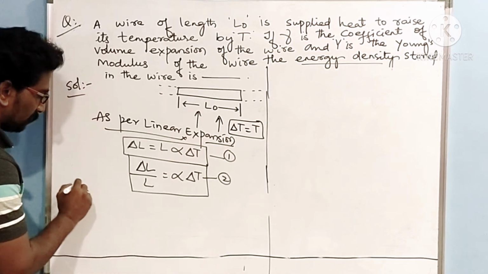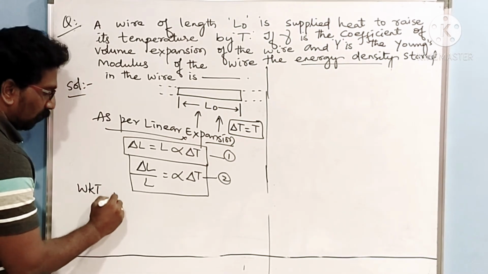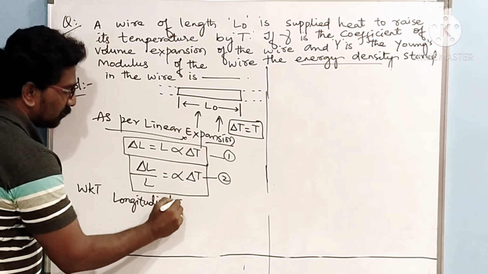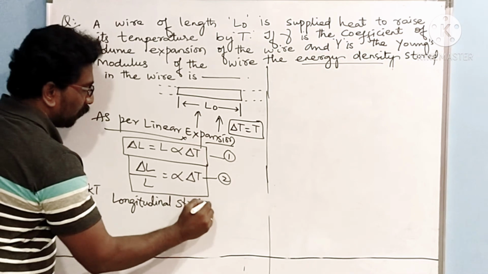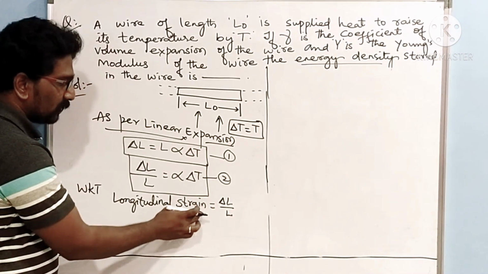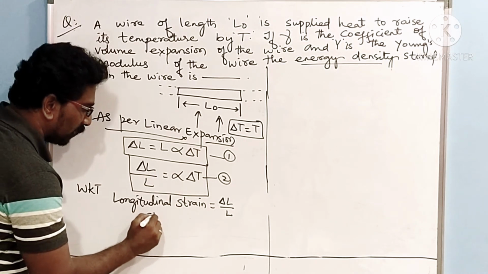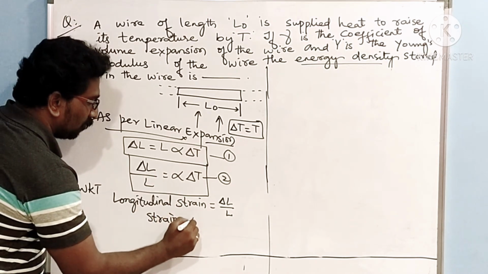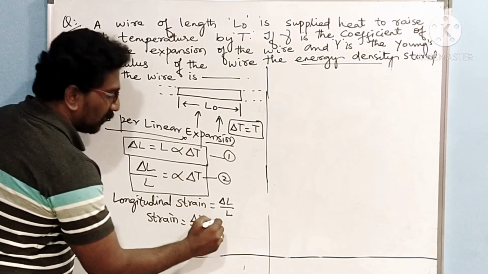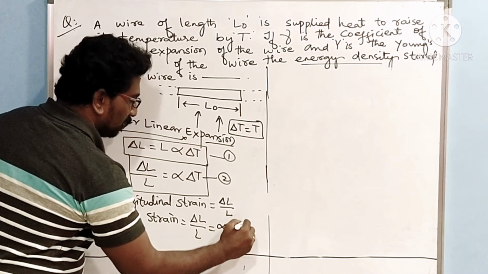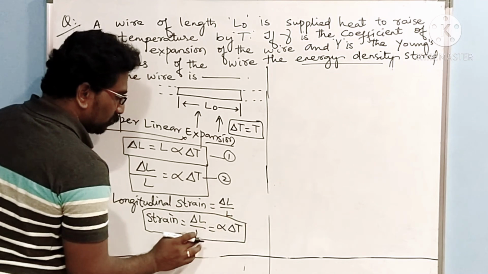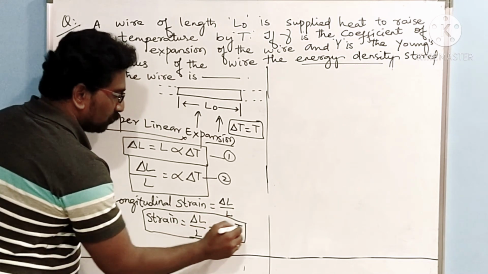And we also know that longitudinal strain is given by the formula delta L over L. So this delta L over L is the strain. We can write our formula as strain is equal to delta L over L, and delta L over L is nothing else but alpha delta T. So let this strain equal to delta L over L be your equation number 3.